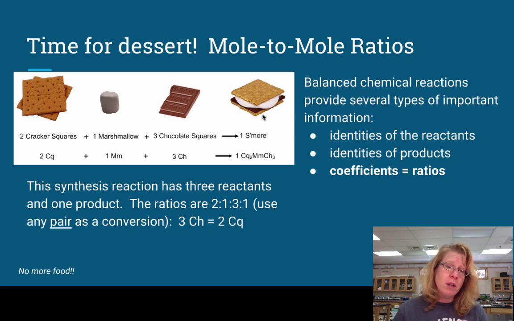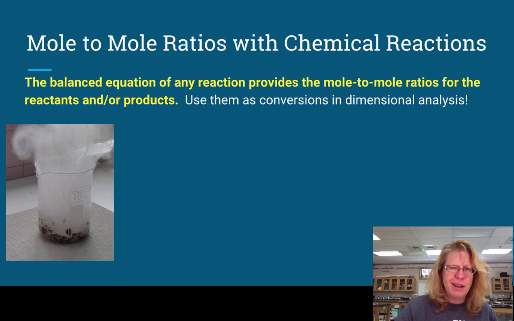So it's important to know that when we're dealing with this, we've got ratios. That recipe tells us how much of each. It's a 2 to 1 to 3 of the reactants, and that's going to make one product. So again, we can use any pair of these things as a conversion. We can say that 2 cracker squares equals 1 marshmallow, or 3 chocolate squares equals 2 cracker squares equals 1 s'more. Any one of these pairs, we can go back and forth between them. They're not truly equal, but we can use them as a conversion. So 12 inches equals a foot; well, 3 chocolate squares equals a s'more. It's kind of the same idea.